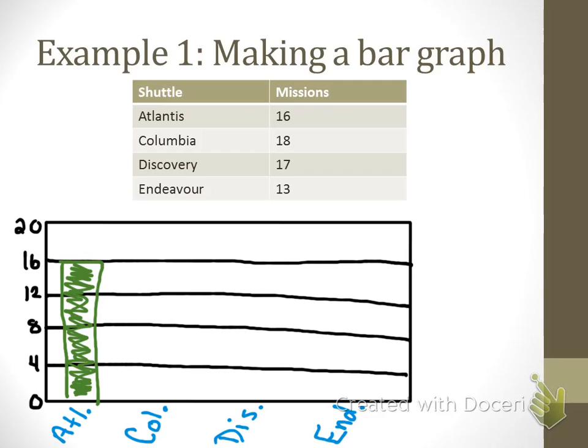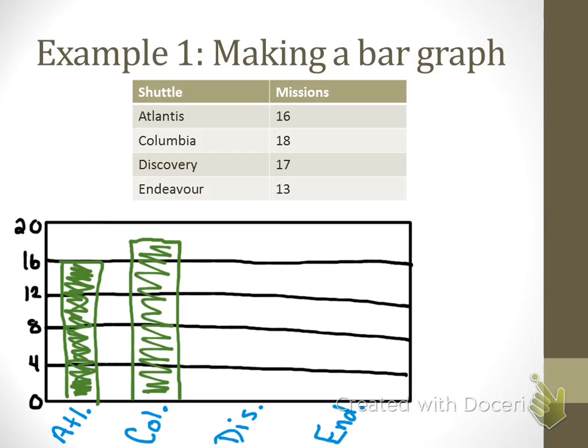Now the Columbia, how many missions did the Columbia go on? 18. So I know that's going to be about halfway between the 16 and the 20. Not all the way to the 20, just about halfway. All right, notice right off the bat, mine's not perfect. One of the bars is a little bit wider than the other. That's okay. I'm not going to be that picky whenever I'm grading yours.